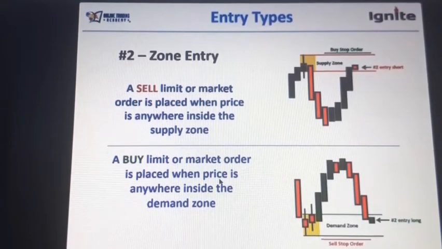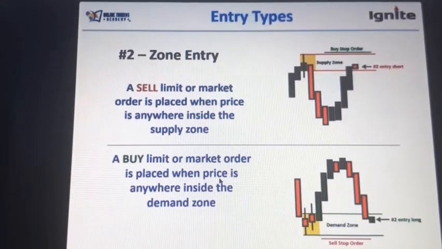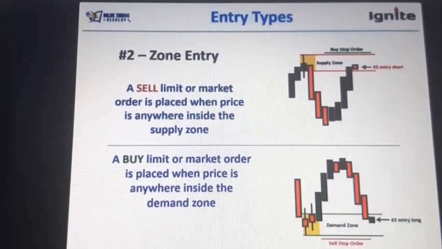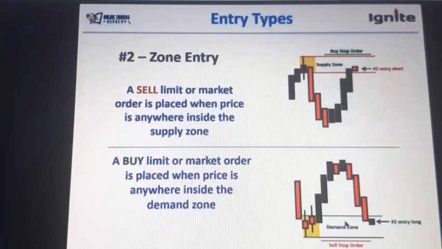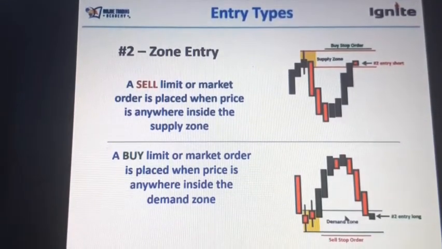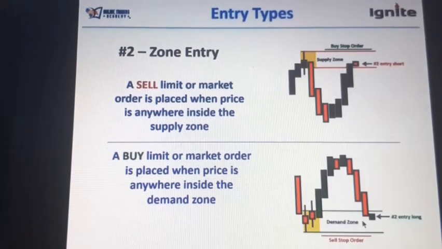Similarly, a buy limit or market order is placed when price is anywhere inside the demand zone. So anywhere inside the demand zone, you can place a buy order. I didn't get your question. See, mechanical is when you put your entry 50% inside the zone.